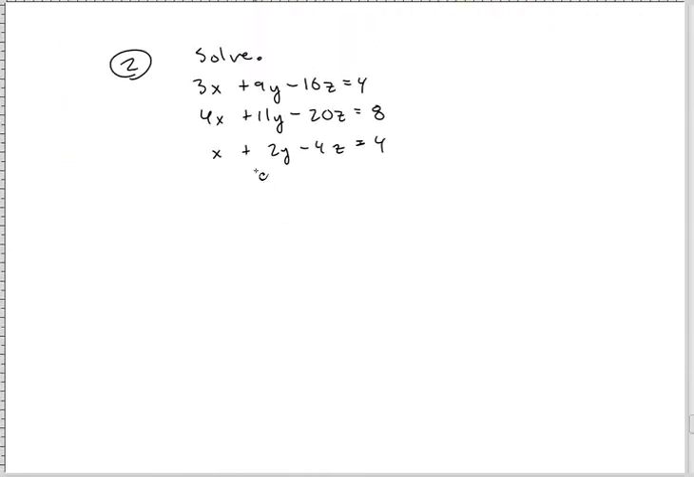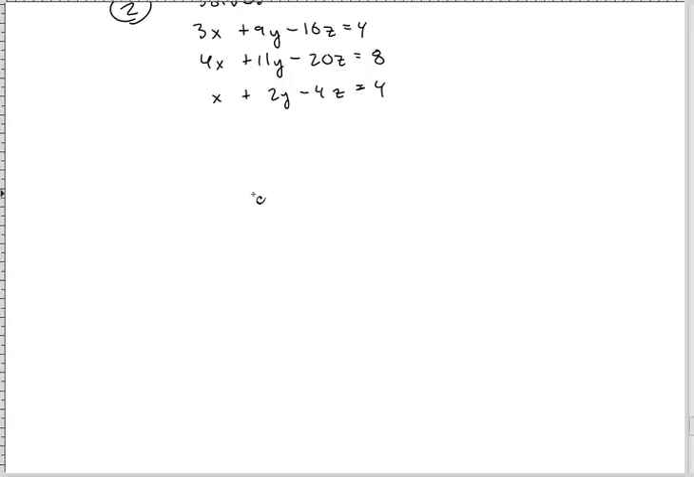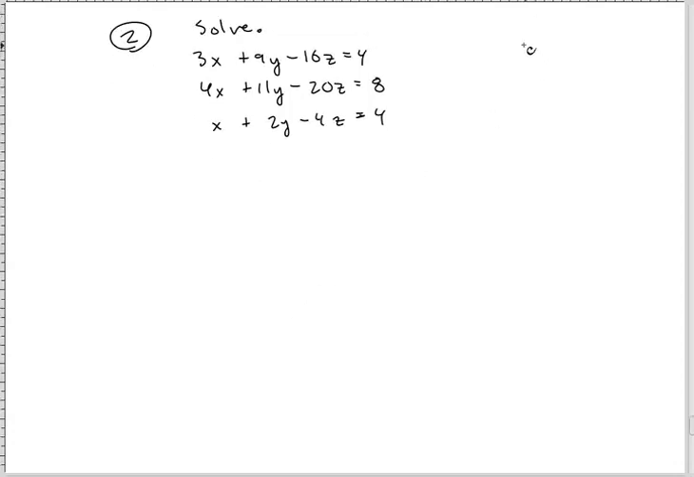So it says solve, and we're going to solve. I'm just going to write this again really tiny up here, even tinier than last time because it was still hard for me to see.